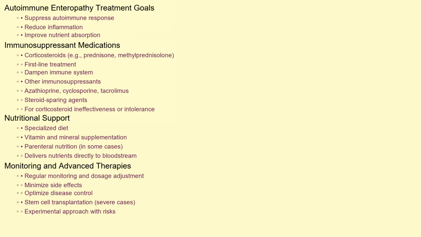The primary goal of treatment for autoimmune enteropathy is to suppress the autoimmune response, reduce inflammation, and improve nutrient absorption. Immunosuppressant medications, such as corticosteroids like prednisone or methylprednisolone, are often the first line of treatment to dampen the immune system's attack on the intestinal lining. Other immunosuppressants, like azathioprine, cyclosporin, or tacrolimus may be used as steroid-sparing agents or in cases where corticosteroids are ineffective or poorly tolerated.